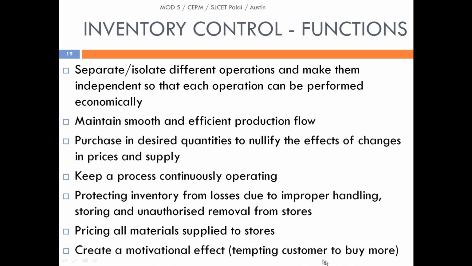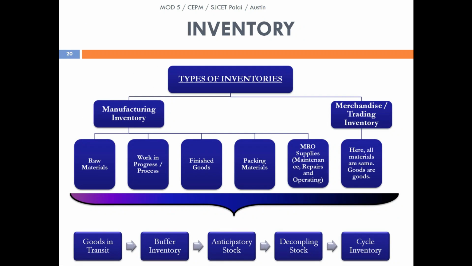If the customer understands that this company has got an ample amount of inventory stock available, then that will provide a motivational effect for the customer to buy more and more. So strictly speaking, these functions are mainly based upon 2 things, and based upon that we have discussed the functions of inventory control. Now we will see what the different types of inventories are.